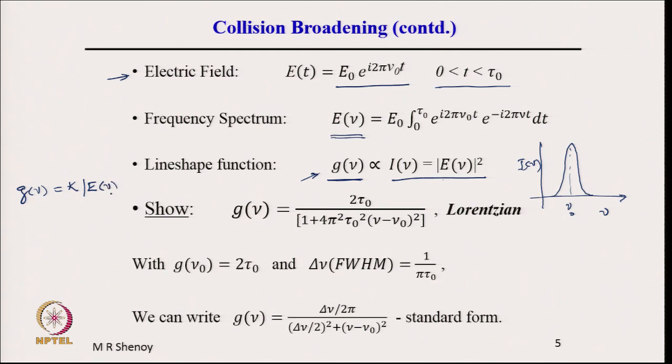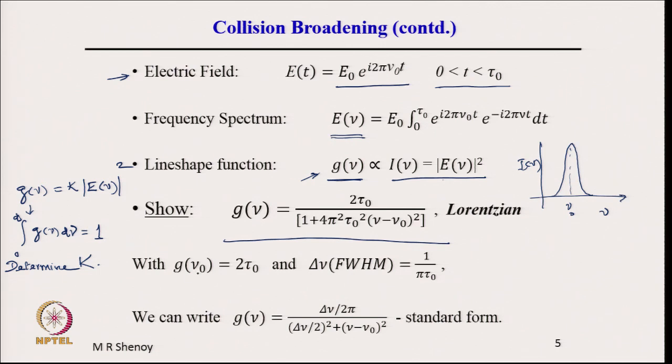So, we can write this here, and then using the normalization condition of G nu, that is the integral from 0 to infinity of G nu d nu equal to 1, we can determine, as before, the constant k, and then you will get that G nu is given by such an expression. Note that this is also a Lorentzian, again centered at nu is equal to nu 0.